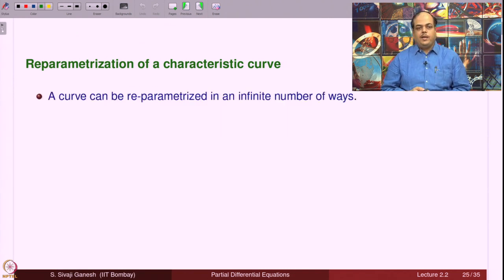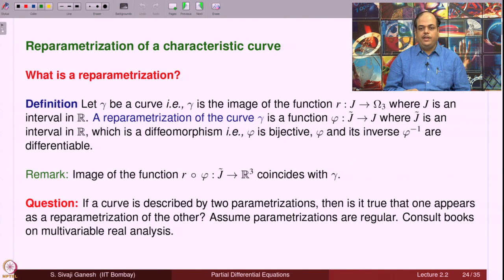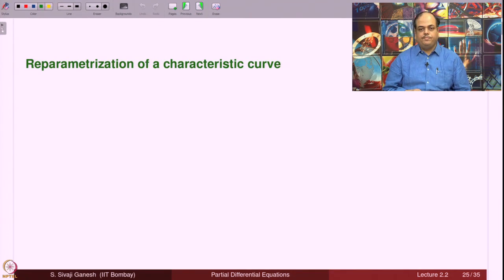Now, we are interested in reparameterization of a characteristic curve. A curve can be parameterized in an infinite number of ways simply because for the function phi from j tilde to j, you can take any open interval j tilde, and then you can always find a diffeomorphism between j tilde and j. So, therefore, parameterizations are infinitely many.